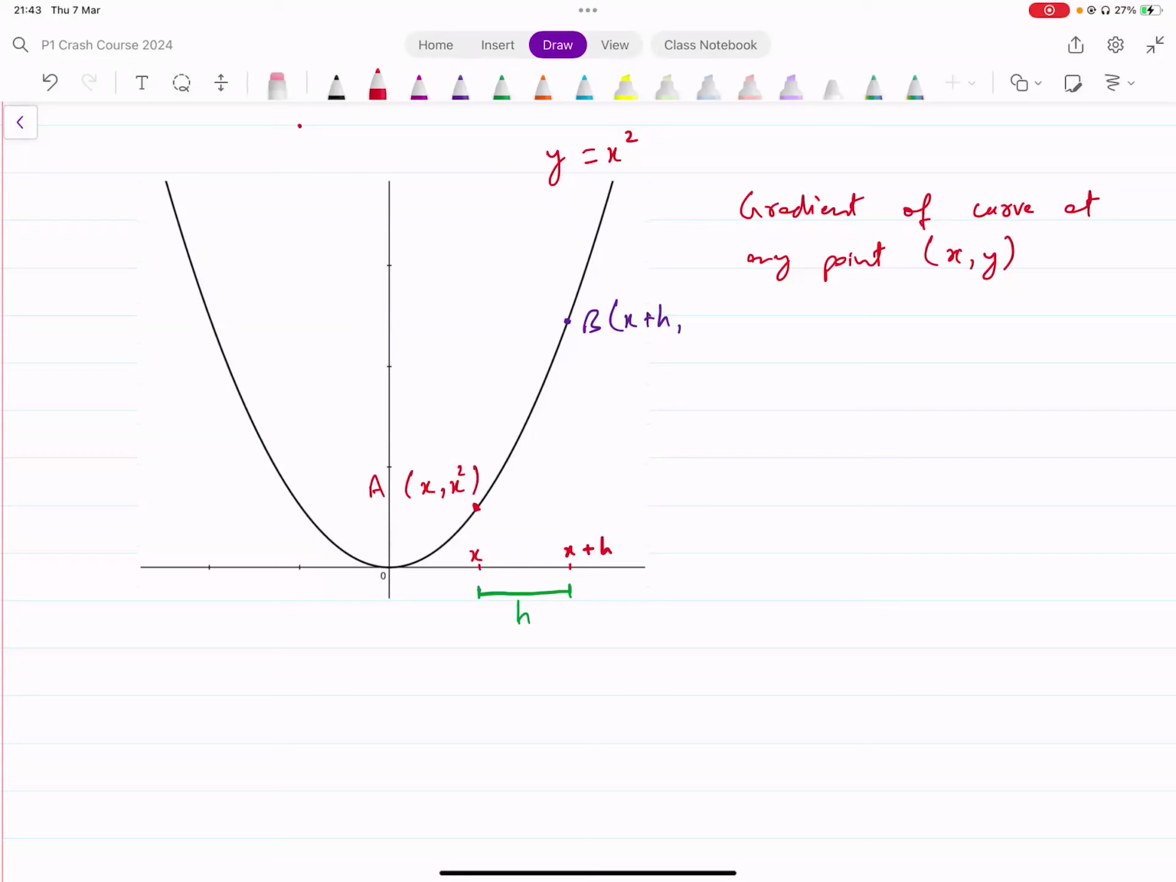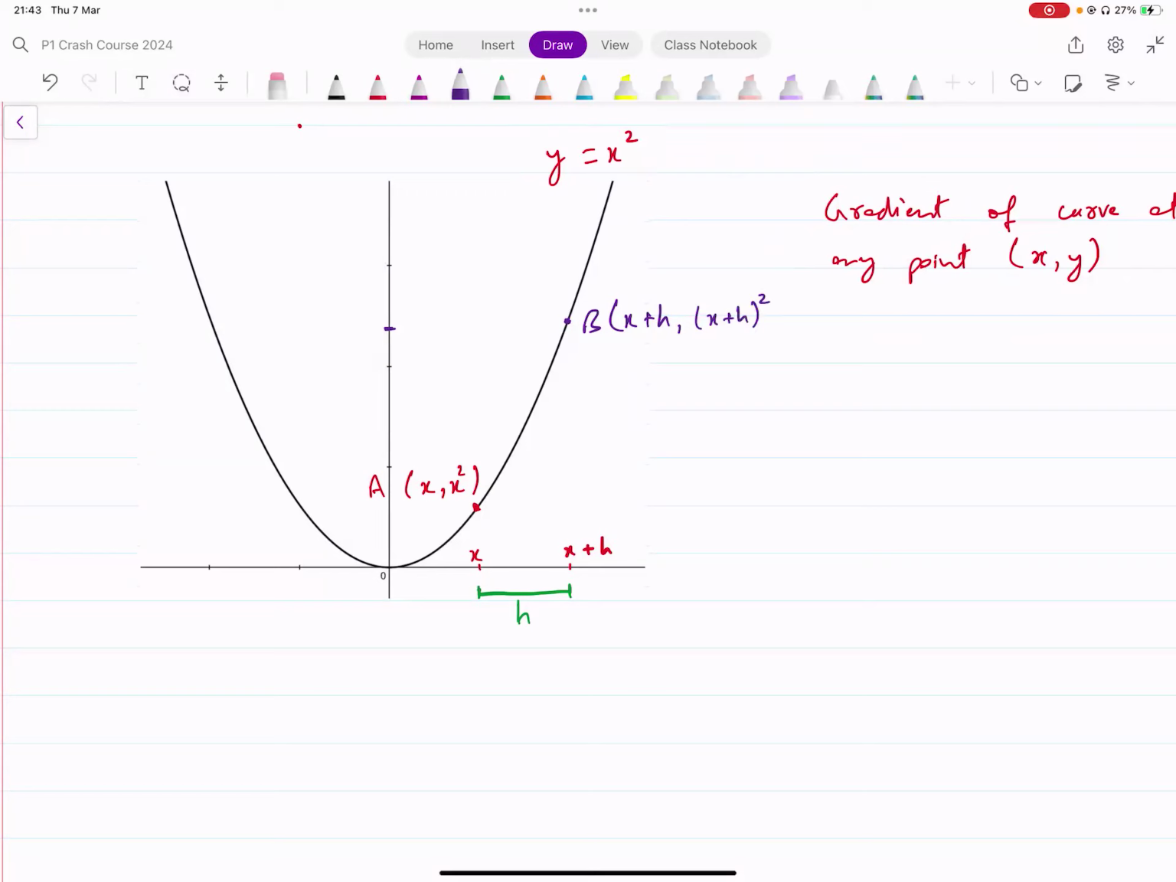Now, similarly, if the x coordinate of B was x plus h, and this is the function that this point lies on, then the corresponding y coordinate should be x plus h whole squared. That should be the corresponding y coordinate that we have here. So this second point that we have taken has these coordinates, x plus h and x plus h whole squared.